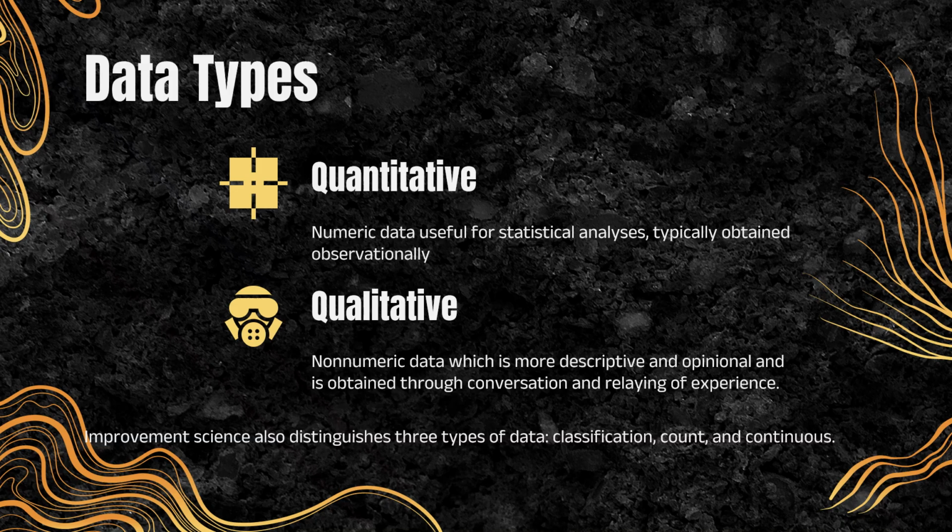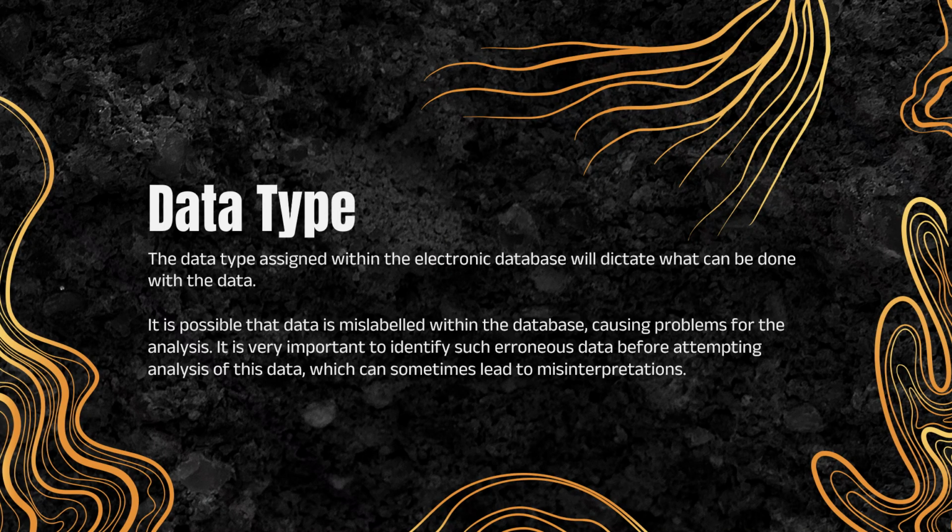I just mentioned that because you may come across that, but for the most part, what you're going to see is quantitative and qualitative. It aligns with the research field, so that's typically what we see. So just to drive home a point that we discussed earlier, the data type assigned within that electronic database is going to dictate what can be done with the data. So again, why data quality is so important.